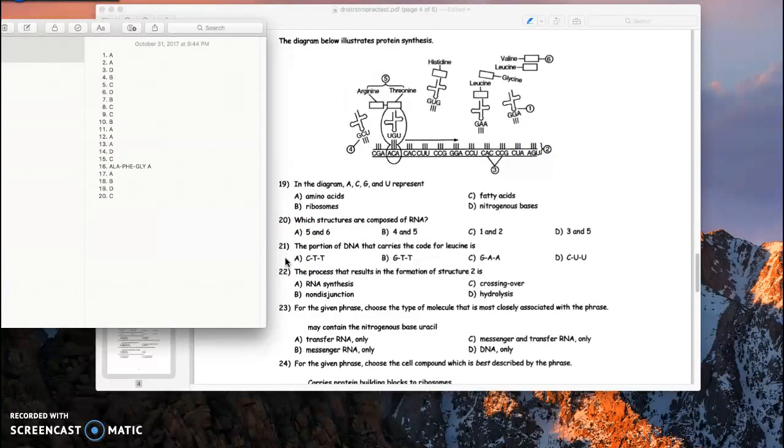The portion of DNA that carries leucine, so we start up here with leucine. So leucine is attached to an anticodon. This anticodon is going to plug into the codon CUU. But that is transcribed from DNA, which is GAA. Don't worry so much about this one. If this one doesn't make sense, that's fine. We're not going into codons and anticodons on this quiz.